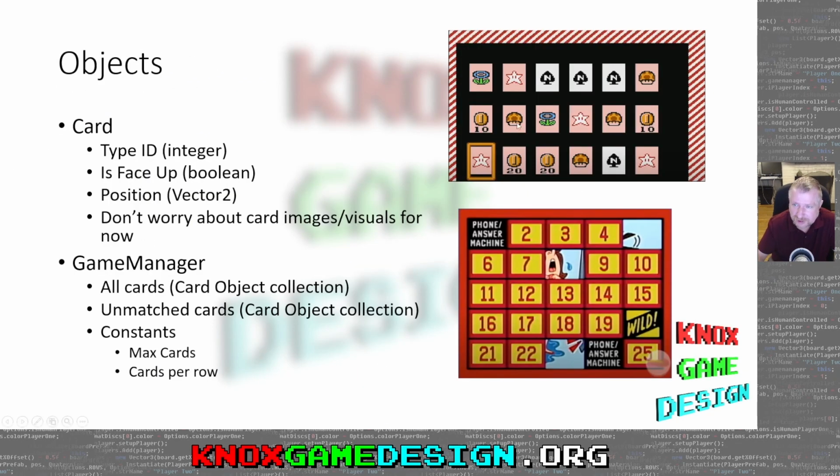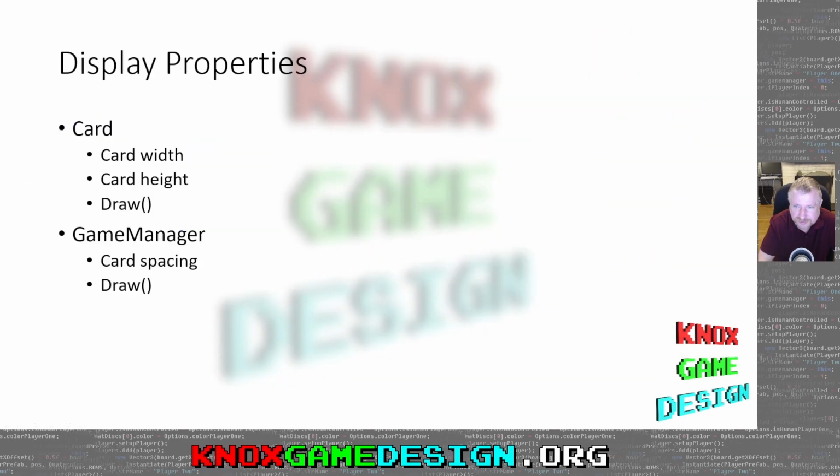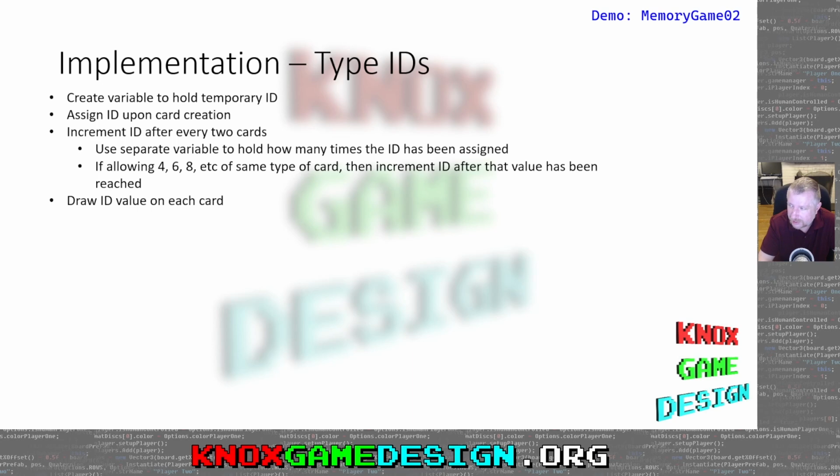So the type ID is going to be like an ID for the mushroom or the star or the flower or the coin number, or like in the classic Concentration, it's going to be the prize, phone, answering machine. That would be the type ID, and it's not going to be like mushroom or anything. It's actually going to be an integer ID value because we don't want to compare strings. So we're going to assign the ID upon card creation. We're going to increment the ID after every 2 cards.